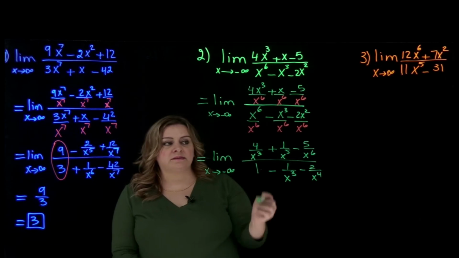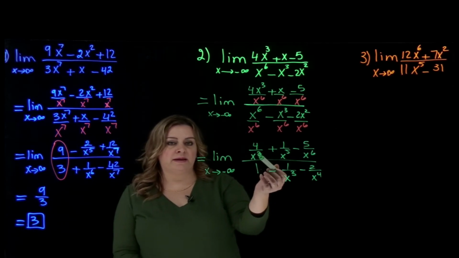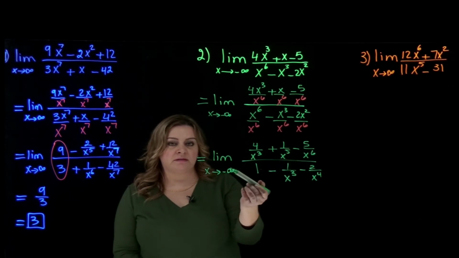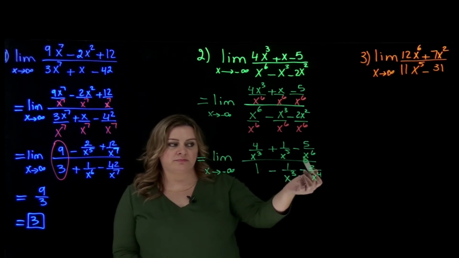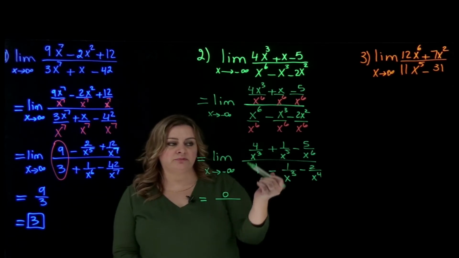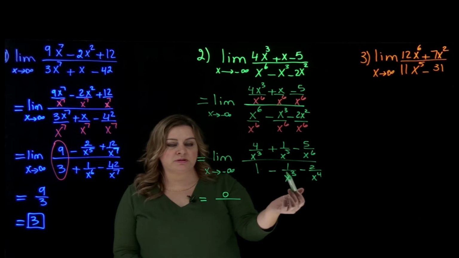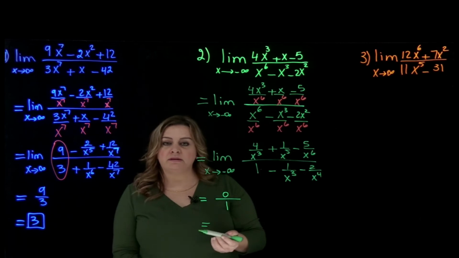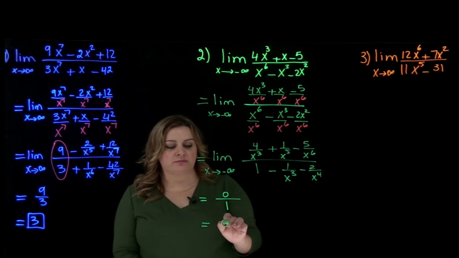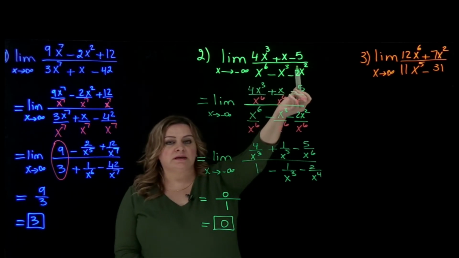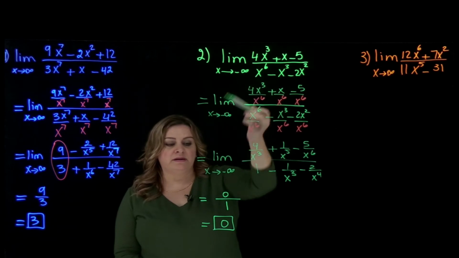Again, we notice that each term divided by x to a power, as x approaches a very large negative number this time, each term will approach 0. And I am left with 0 in the numerator. These terms will approach 0 in the denominator. I'm left with 1. 0 divided by any non-zero number is just 0. So the limit of my given function as x approaches negative infinity is 0.